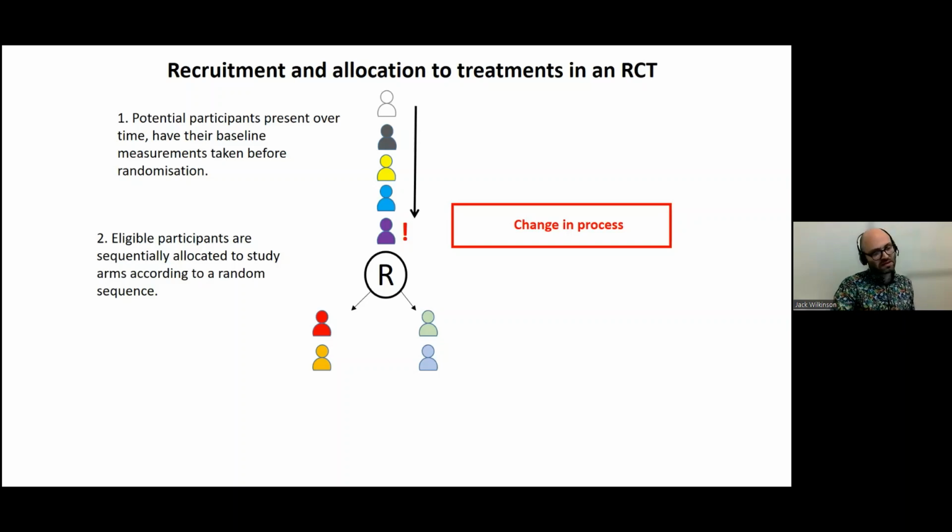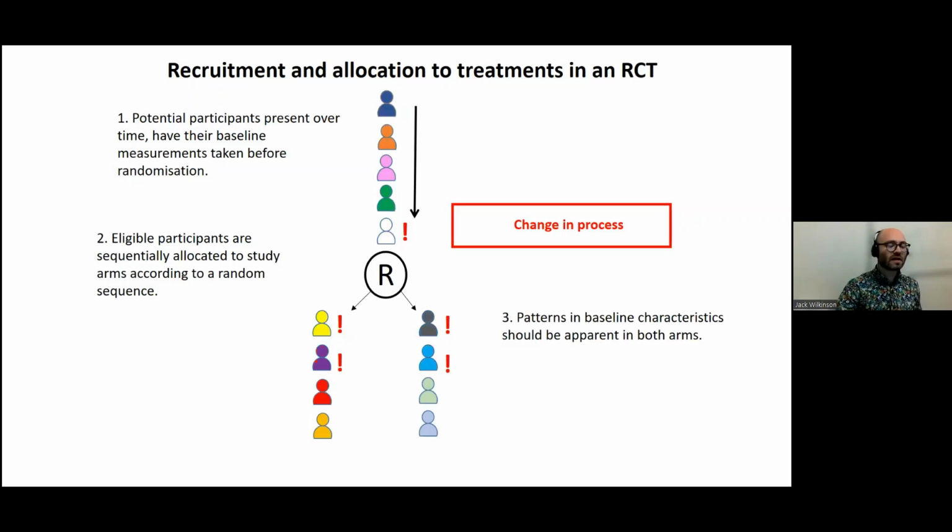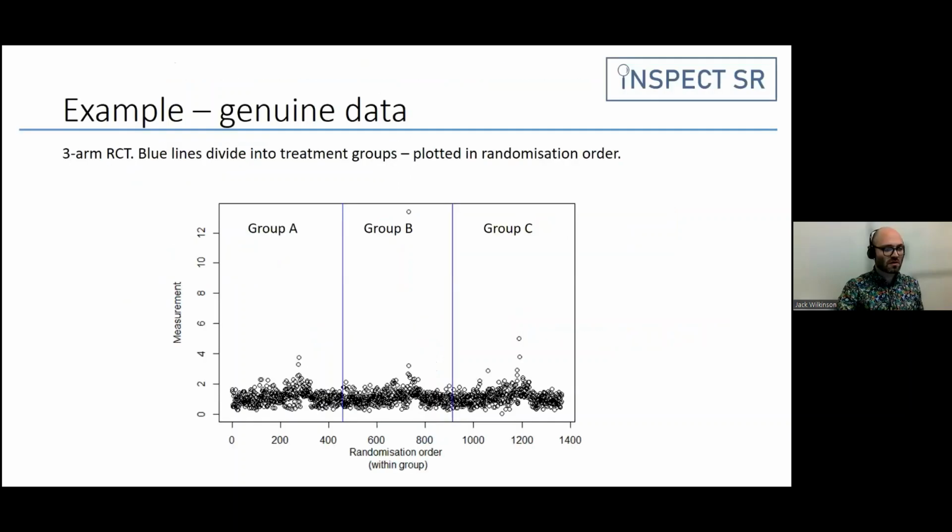Well, the point is that this should start to show up in both arms, in people allocated around this time, due to the nature of randomization. And indeed, we can look for this kind of thing in the data that we have. So let me give you an example of something that is genuine data.